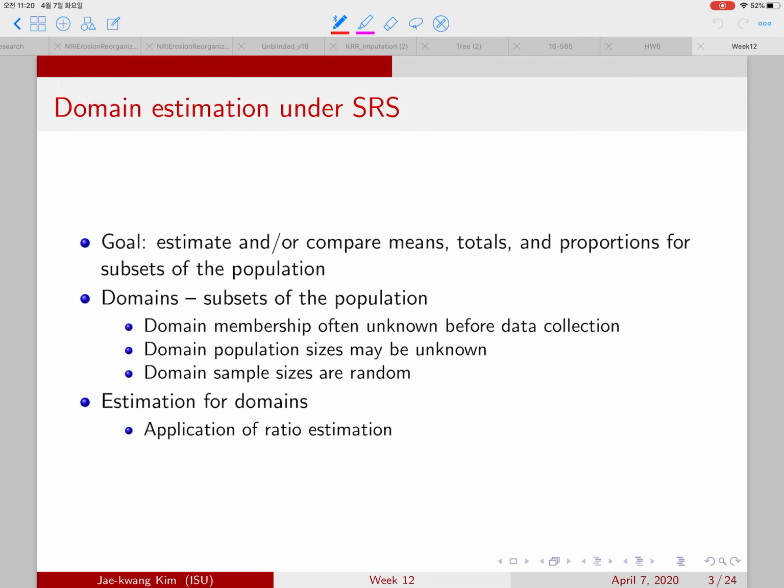In domain estimation, the goal is to estimate and compare means, totals, and proportions for the subsets of the population. Here, the domain means a subset of the finite population, and the domain membership is unknown, the domain population size may also be unknown, and the domain sample size, so that is important, is random. We'll study that domain estimation can be made as an application of ratio estimation that we learned in week 10 lecture.